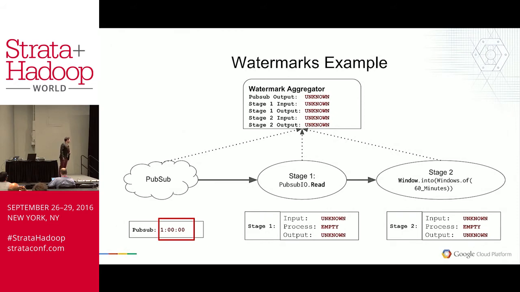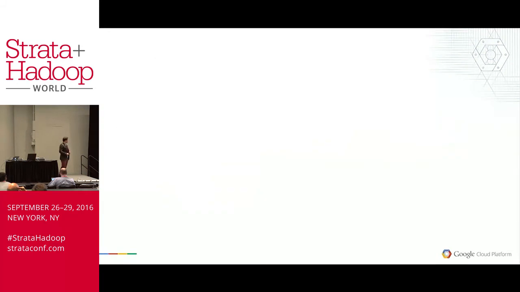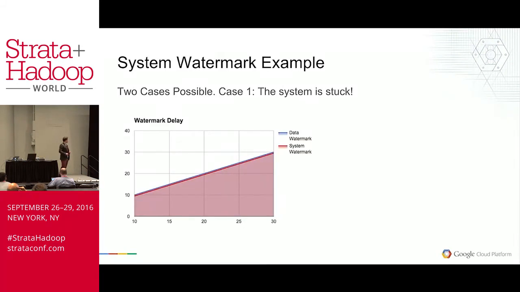First thing that happens is we get some notion from PubSub that we're not going to see any messages older than 1 o'clock. Once we get that, we can propagate that down the pipeline to the input of stage 1, to all the shards of stage 1, to the outputs of stage 1, all the way through the pipeline to stage 2.